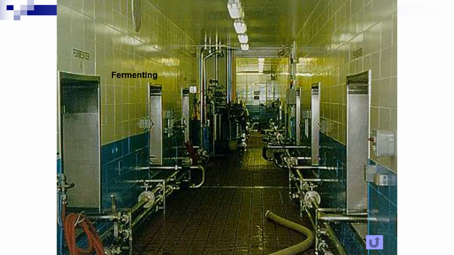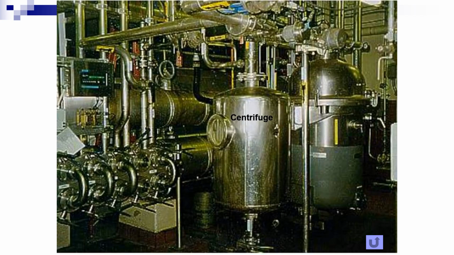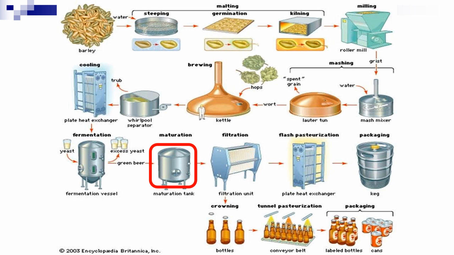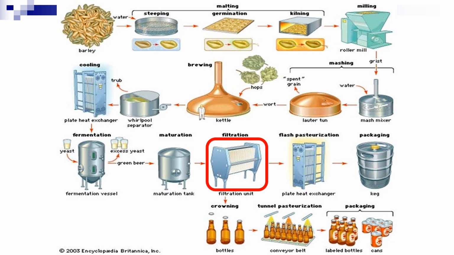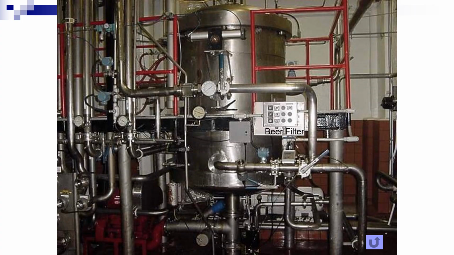After the fermentation process has ended, the beer is separated from the yeast using the centrifuge machine. And then it undergoes the maturation process inside the maturation tank or the aging cellar. And then it undergoes the filtration process. This is a beer filter machine.